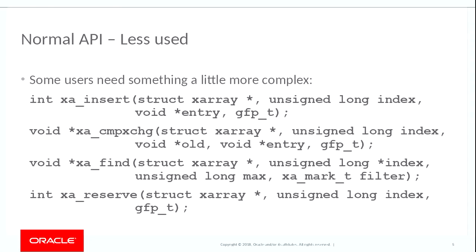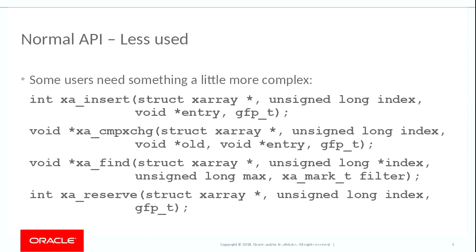These are somewhat less used parts of the API than load and store. So we have an insert. An insert will only store if there was nothing already in the array. Compare and exchange: if you want to be certain that nobody else was racing with you, you can use a compare and exchange operation. Find will search through the array in order to find the next one which matches the filter.